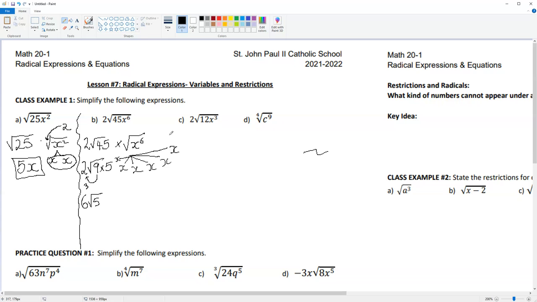Now I look at the index. I see that the index is 2. So I'm going to circle 2. There's 2 x's there. There's 2 x's there. And there's 2 x's there. So I've got 1, 2, 3 x's left over. So my final answer, when I put this together, is going to be 6, and then x cubed for my 3 x's, root 5.